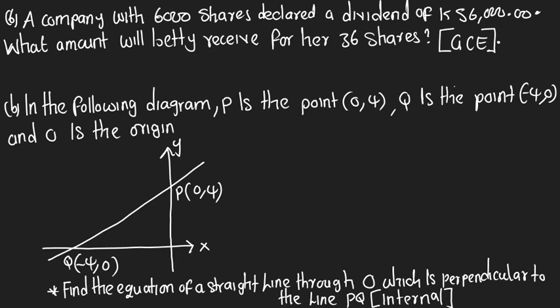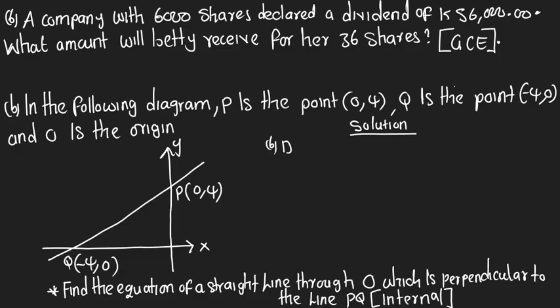There's a formula I want you to remember. A company with 6,000 shares declared a dividend of 56,000. What amount will Betty receive for her 36 shares? The formula I want you to know is this one. Always put it in mind.